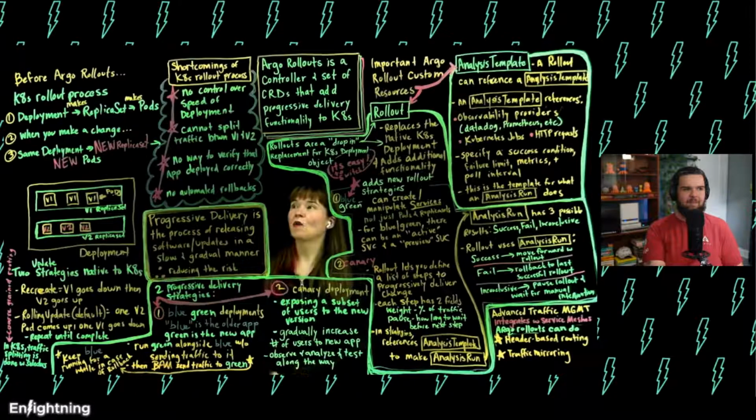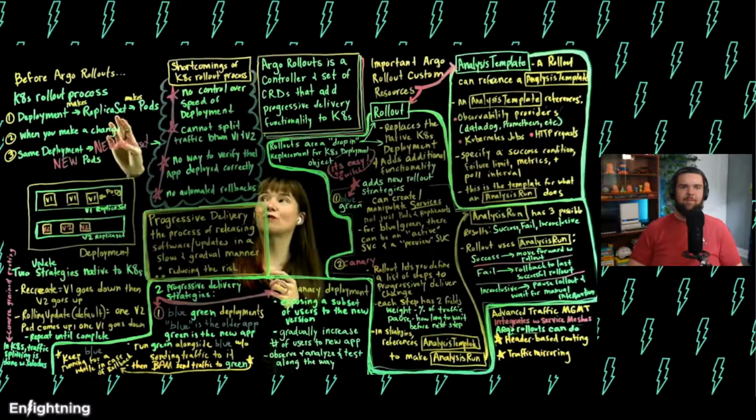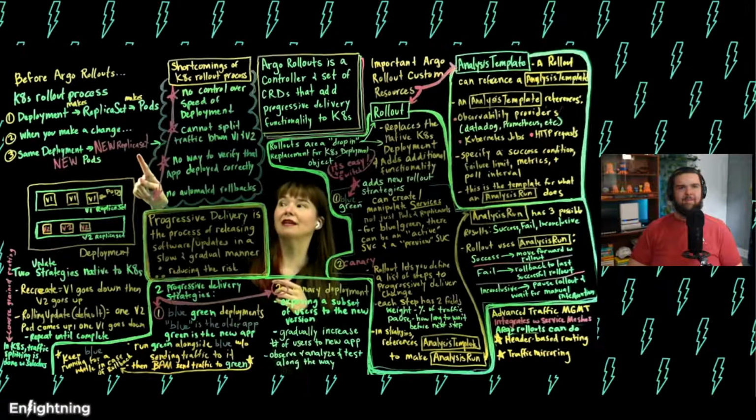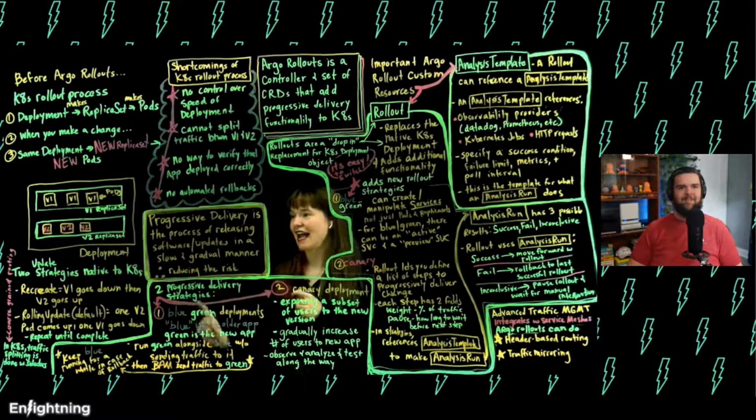So what happens when you make a deployment in Kubernetes without Argo Rollouts is that it will create a deployment, and that deployment will create a replica set, and that replica set will make one or many pods. And then when you make a change, you have the same deployment, but it makes a new replica set, and that replica set makes new pods. We drew a picture.